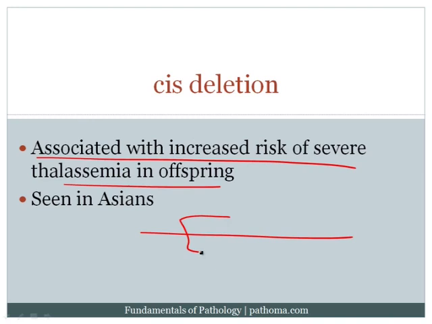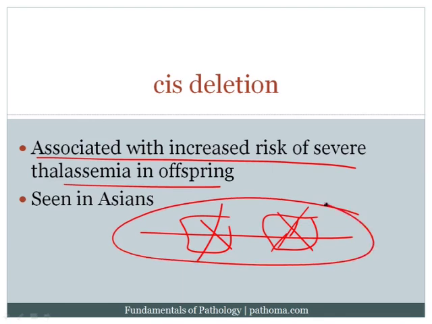I.e., if a person has 2 genes deleted like this, then it's possible that when they pass this chromosome, they could pass both deleted copies. And so if that person happens to receive another bad copy from, let's say, a parent, that would then result in the risk for severe anemia in offspring. So that's one important feature of the cis deletion.